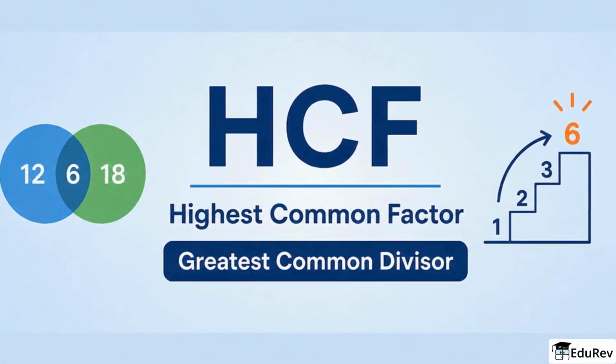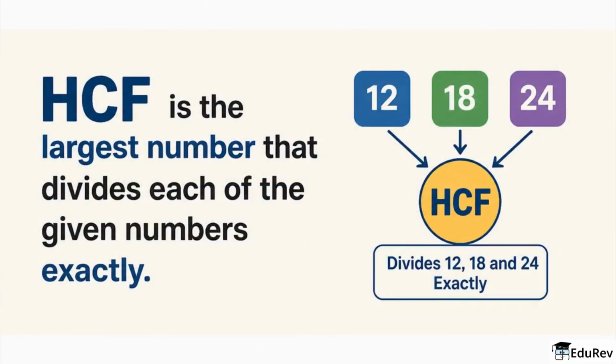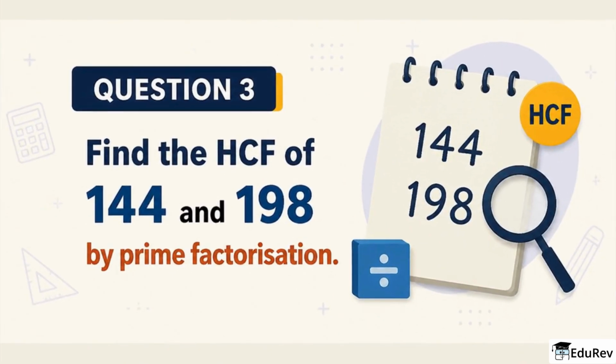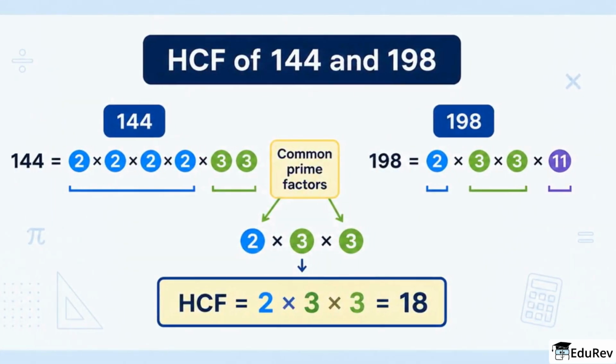Now we move to HCF, the highest common factor, also called greatest common divisor. HCF is the largest number that divides each of the given numbers exactly. Question number 3 asks for HCF of 144 and 198 by prime factorization. Prime factors of 144 are 2 times 2 times 2 times 2 times 3 times 3. And of 198 are 2 times 3 times 3 times 11. Common prime factors are 2, 3 and 3. So, HCF equals 2 times 3 times 3, which is 18.